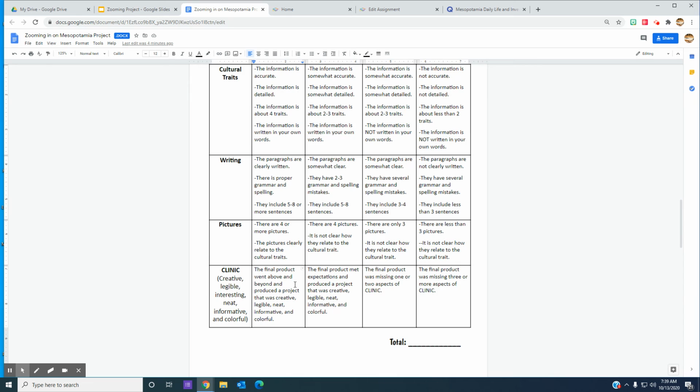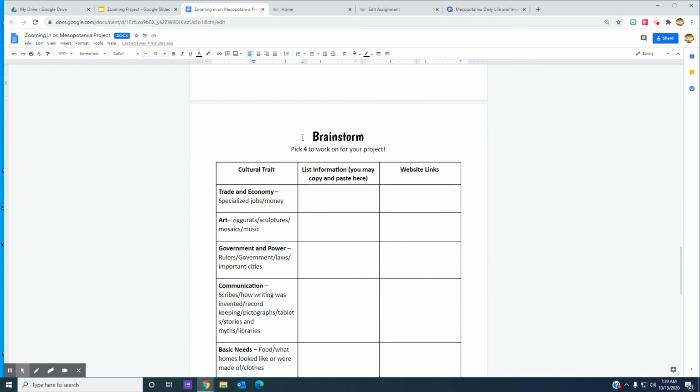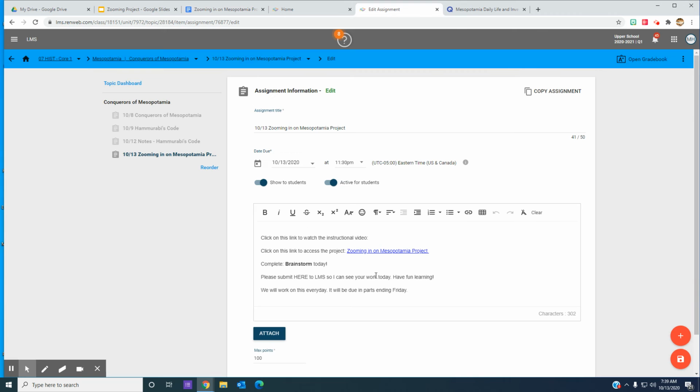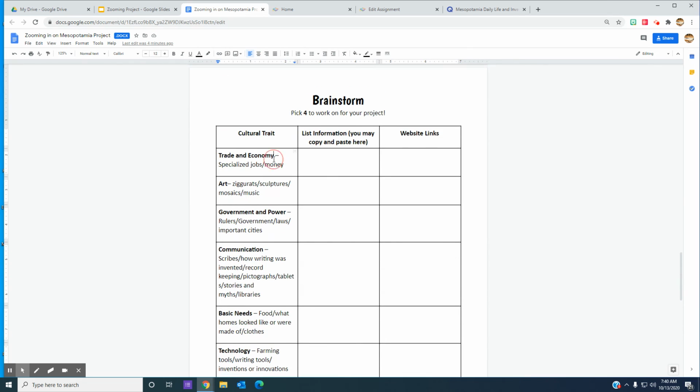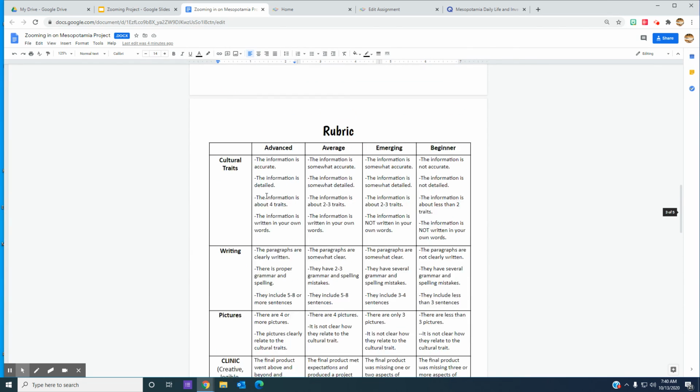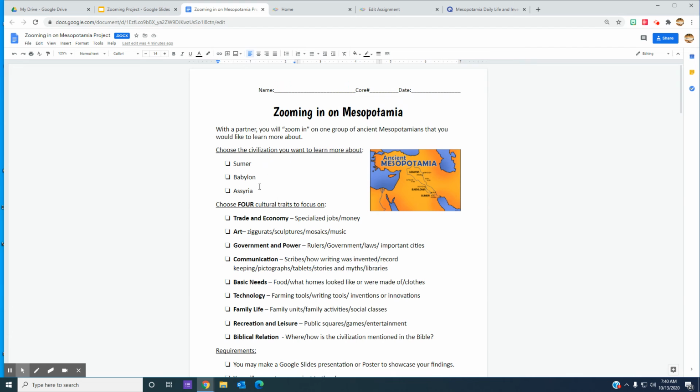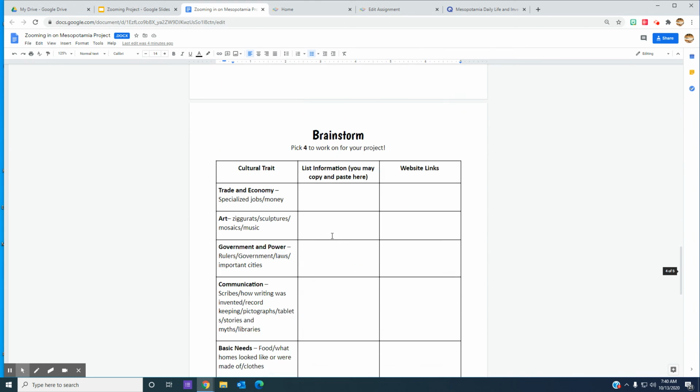Each day we'll be working on this project. Today, your goal is to brainstorm. That's what it says on LMS: it says to do the brainstorm today. So you're going to be picking your 4 things. First, you'll need to pick your civilization that you want to learn more about, one of these 3. And then you're going to be picking 4 things to learn about it.